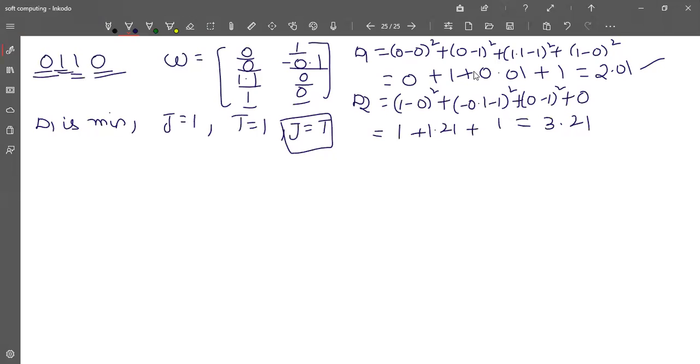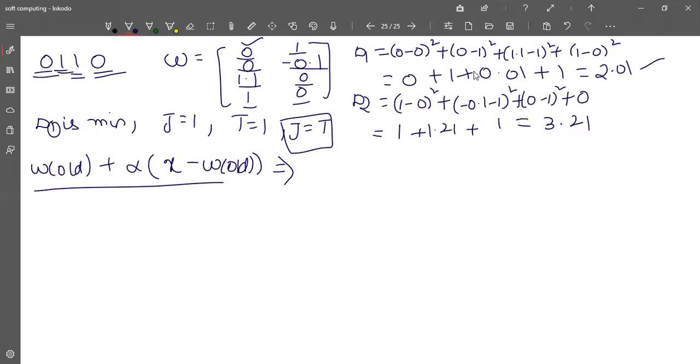If j is equal to t, for weight updation, the formula that we should use is old weight plus alpha into x minus old weight. So now, since D1 is minimum, let's update the first vector of our weight using this formula.